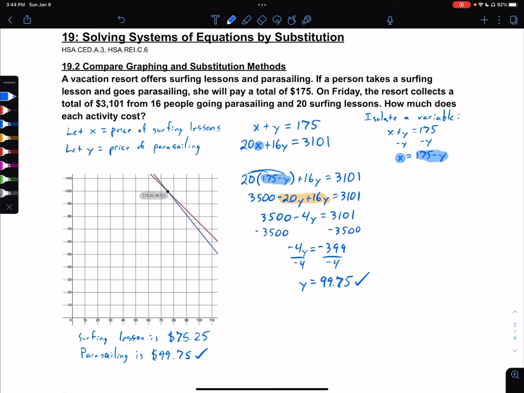Remember, you're not done. You do need to solve for both variables. So y is equal to 99.75, and that works out. I'm going to go to my equation where x equals 175 minus y. You could use the two original equations, but this one will be easier. You are allowed to substitute that y in any of them, but the equation that has x already isolated is going to be the easiest. So x equals 175 minus 99.75.